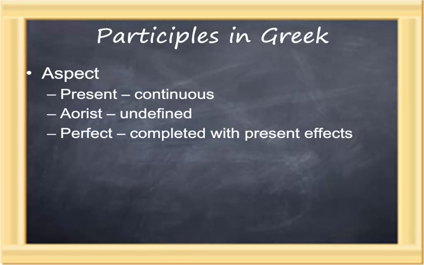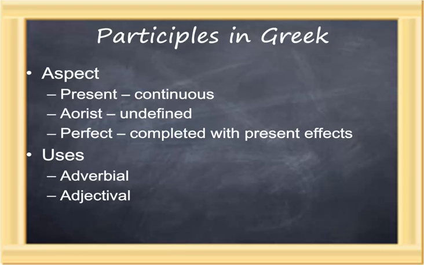Because a participle is built on a verbal form, it will have a tense. And in the participles, tense is all about aspect or type of action. There's no time in these non-indicative forms. So the present participle stresses continuous action, the aorist just undefined action, and the perfect action that has been completed with present effects in the time of the speaker or writer. When such a participle gets used adverbially or adjectivally, this aspect needs to be stressed.